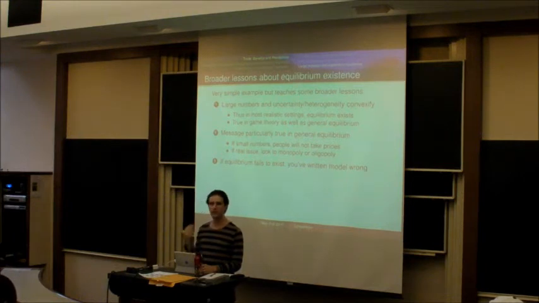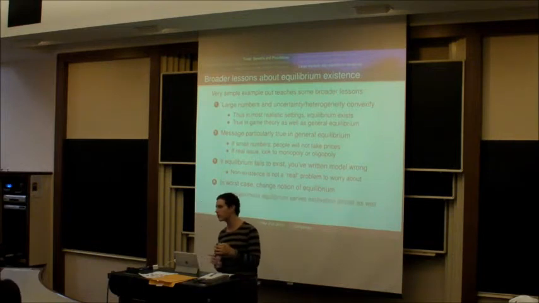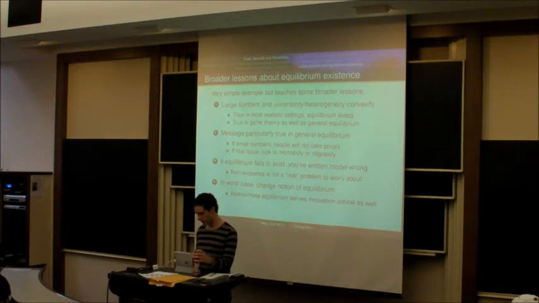So the basic point is that if equilibrium fails to exist, this is an indication to you that you've missed some realistic feature of the situation, and that's what's causing the problem for you. In that sense, non-existence isn't a real problem in the world, it's a problem with your model. And in the absolute worst case, you can just change your notion of equilibrium, so you can use something like this notion of approximate equilibrium rather than exact equilibrium.